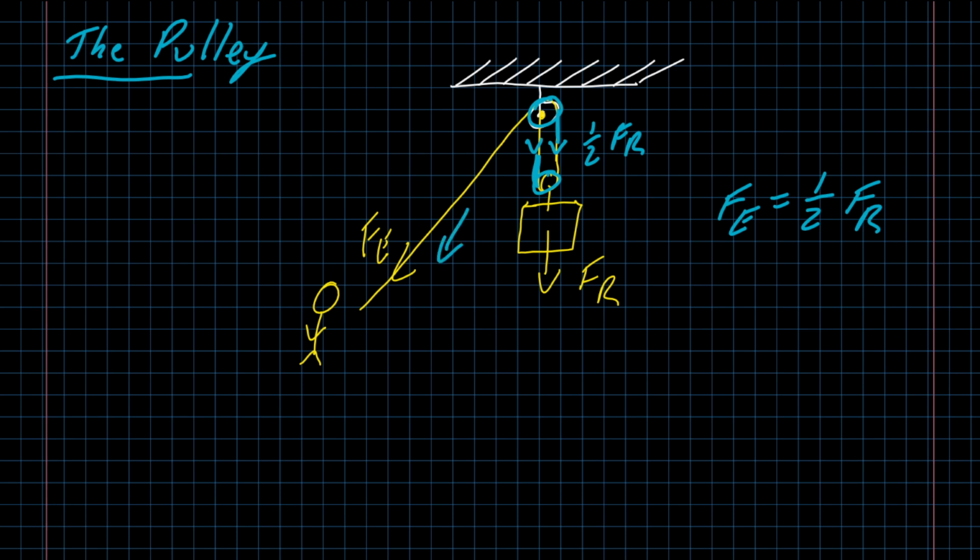And of course, now we're going to be moving twice the distance because we have to shorten this bit of string and that bit of string by the same amount. So we have to go twice as far to shorten each of the pieces of string, but we can apply half as much force.